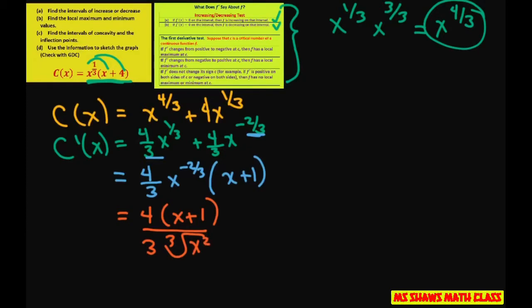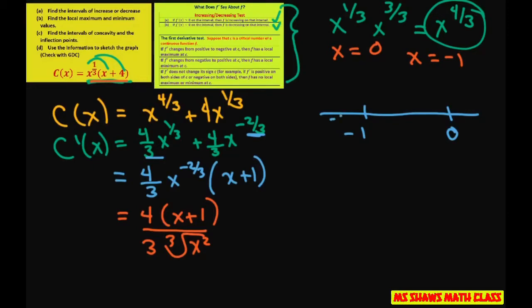All right. Now, looking at it, we know that our critical values, if you set this to 0, is where it's undefined. So that's x equals 0. It is defined here, but not with the first derivative. And also, x is negative 1. So to find increasing and decreasing intervals, I'm just going to set up a sign graph from negative 1 to 0.